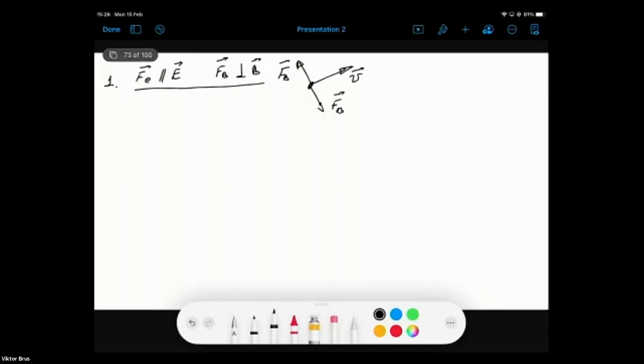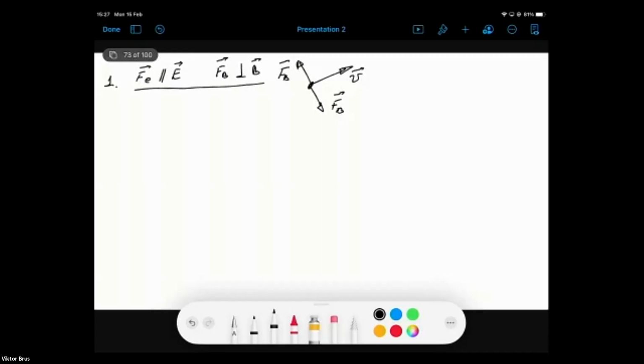The consequence of this fact is that the electric field can change both the direction of the velocity vector and its magnitude. So with the electric field, by performing some work, we can increase the kinetic energy of electric charges, and change simultaneously the direction and magnitude of the velocity vector.